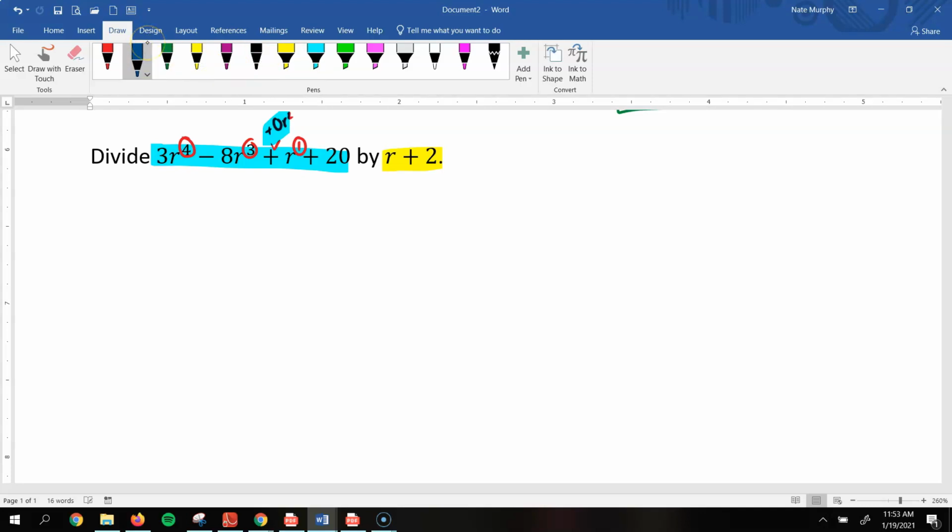All right, so let's set this up. Our 0 here would be -2. So our coefficients would be 3, -8, 0 for the 0r squared, and then 1 for just a plain old r, and then we have 20. Put a box for our remainder.